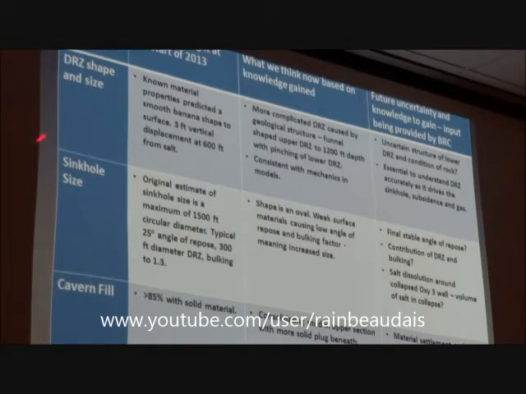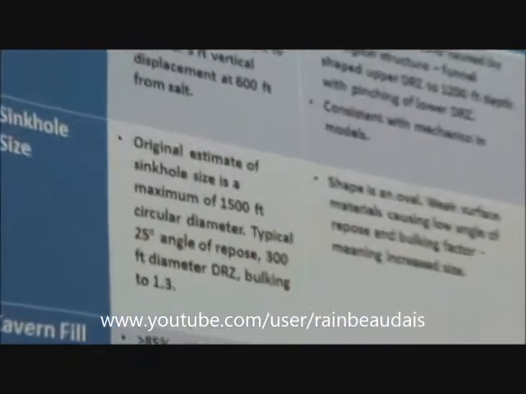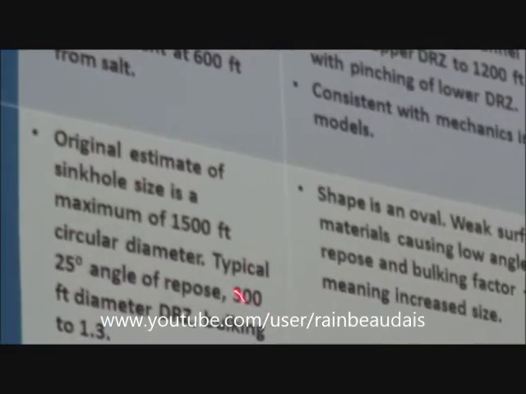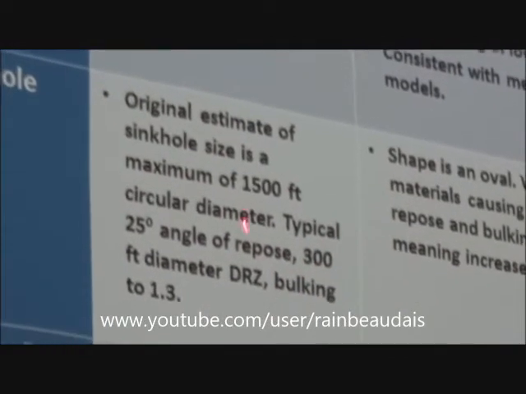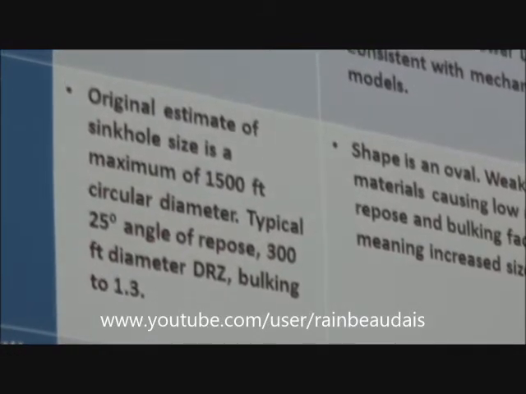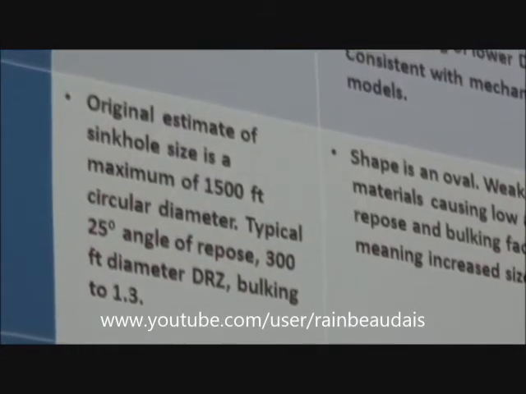The sinkhole size, our original estimate of the sinkhole size is a maximum of 1,500 feet circular diameter. And right now, the sinkhole is still within that. This maximum diameter was calculated using a 25-degree angle of repose. That's the stability of the banks of the sinkhole. And I'm going to illustrate that for you in a little bit as well.